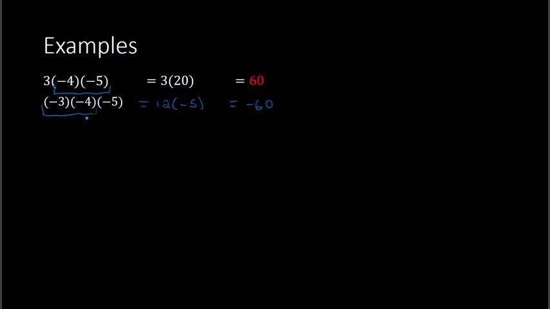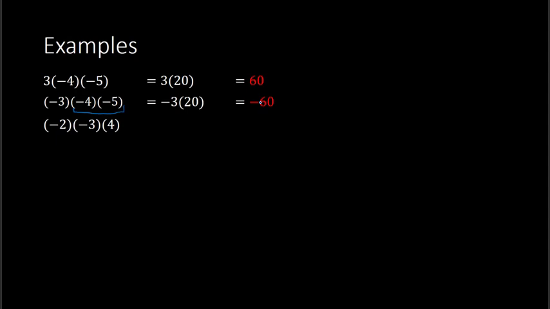And I can multiply other numbers first too if I wanted. I could have done the -4 times -5 first. If I did the -4 times -5 first, negative times negative is positive. 4 times 5 is 20. So -3 times a positive 20 would give me a -60, because positive times negative gives me a negative number.